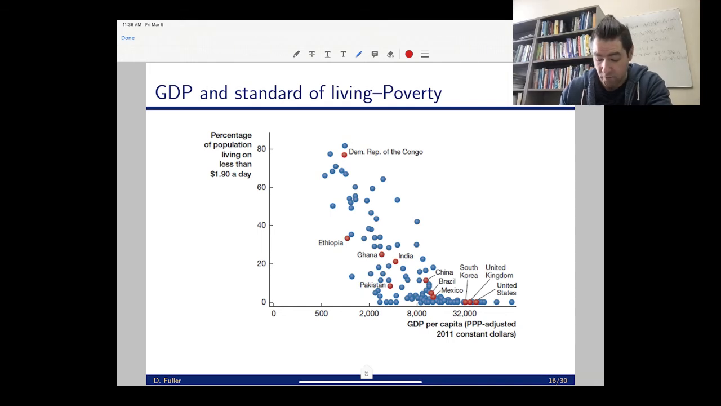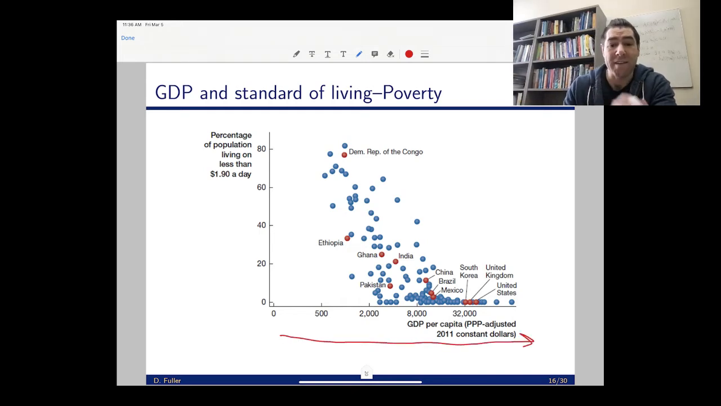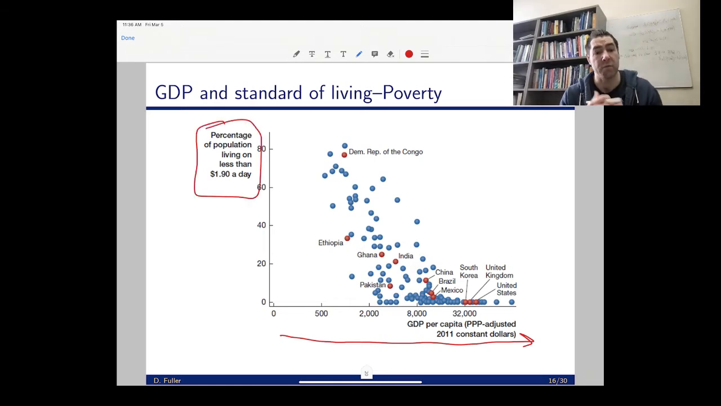So each dot here corresponds to a country. And along the bottom axis here, I have GDP per person. Now that's an average, right? And so you could get a very high average GDP per person by having a small group of very wealthy people and then a much larger group of very poor people. And so one way to see if that's the case is to look at the percentage of the population that lives in poverty.